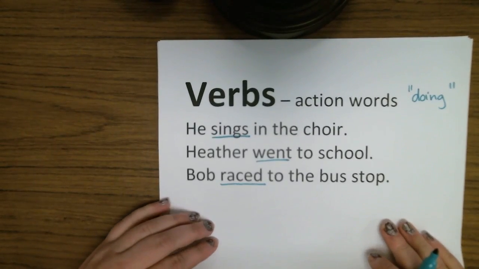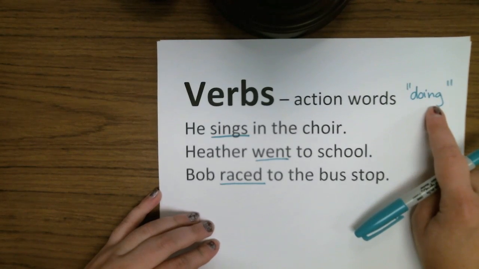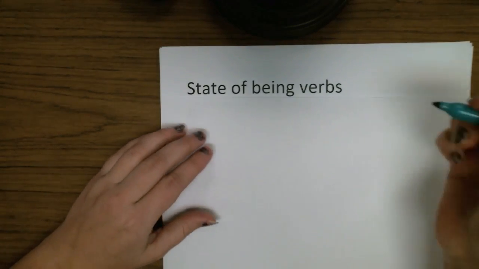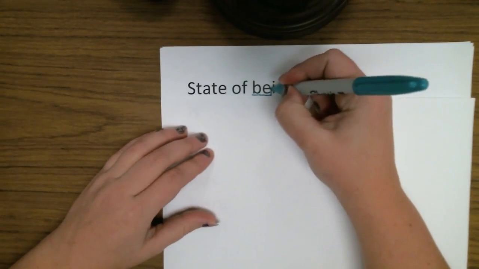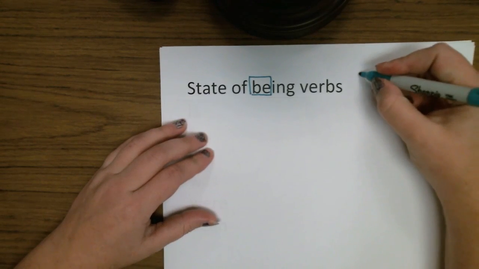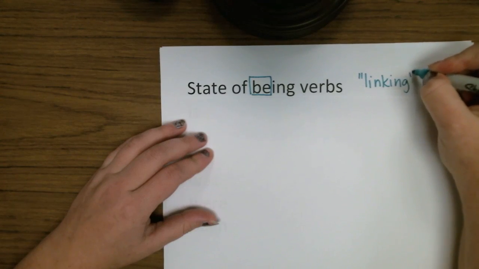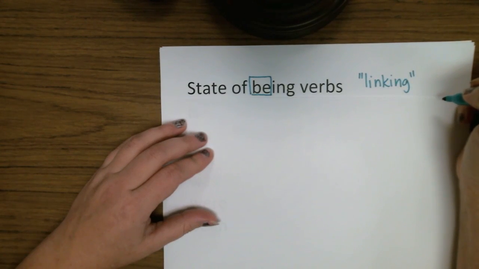There's another category of verbs that students often miss because they don't seem like they're doing anything. And those are something that we call the state of being verbs. They're all related to the verb to be. That's why we call them state of being verbs. And they're verbs that link. So sometimes people call them linking verbs. They link the subject with an adjective or with a noun.